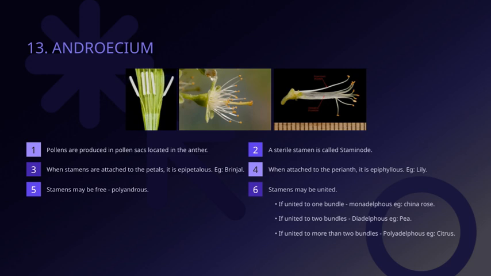It's also important to note that a sterile stamen, which doesn't produce pollen, is called a staminode. Now, stamens may be free from each other, in which case we call them polyandrous, meaning multiple stamens are separate. When stamens are attached directly to the petals, the term used is epipetalous, like in brinjal. Finally, the pollen itself is produced in pollen sacs located inside the anther, which is a key part of the androecium, or the male part of the flower.